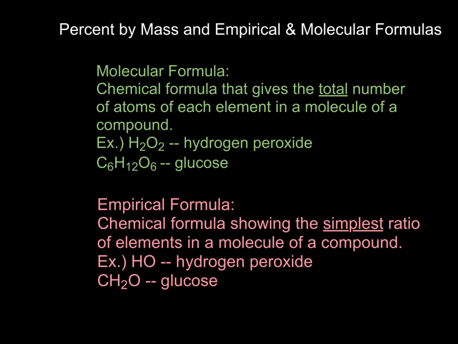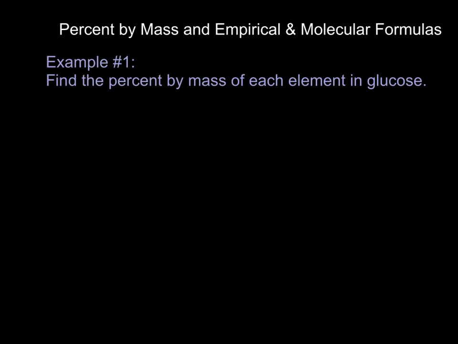And for glucose, if I simplify this by dividing everything by 2, I see that I have a 1-to-2-to-1 ratio. For every 1 mole of carbon, I have 2 moles of hydrogen and 1 mole of oxygen in glucose. So before I can calculate my empirical and molecular formulas, I have to be able to calculate my percent by mass. So in order to learn how to do that, we're going to look at an example.